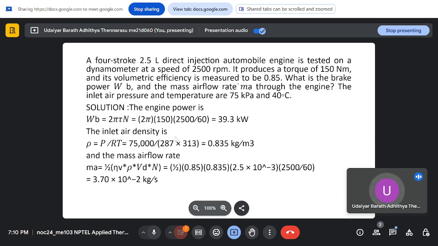So the inlet air density rho is P by RT. So that comes out to be effectively 75,000 divided by 287 into 313. That is assuming it's an ideal gas. So P equals rho RT. P is given, the inlet pressure is 75 kilopascal, and your temperature is 40 degrees Celsius. So your density is 0.835 kg per meter cube.